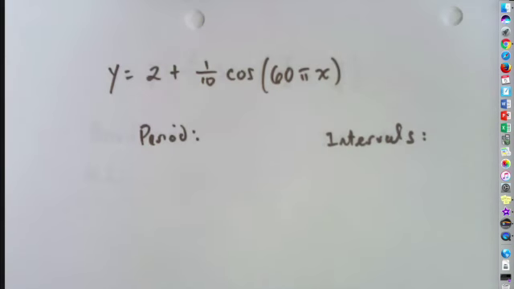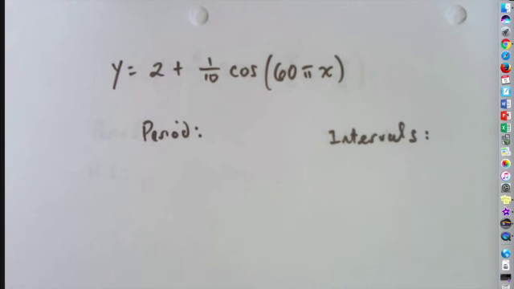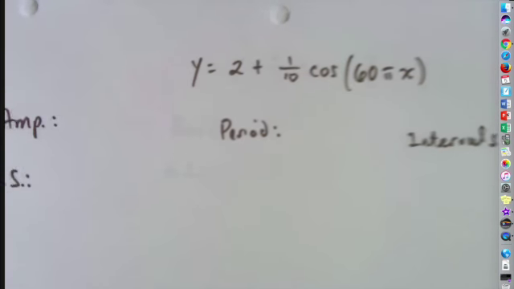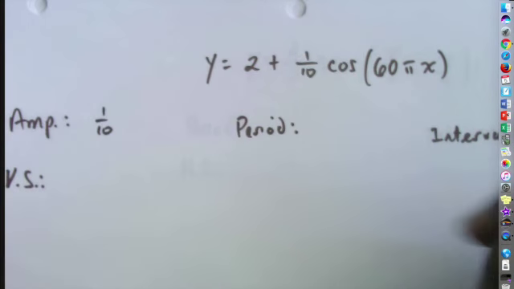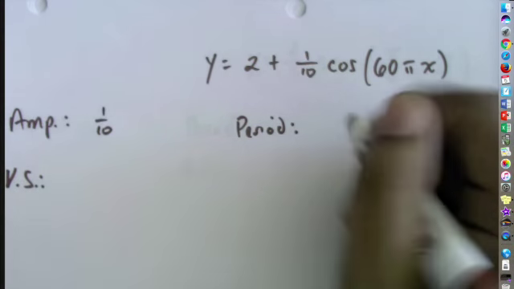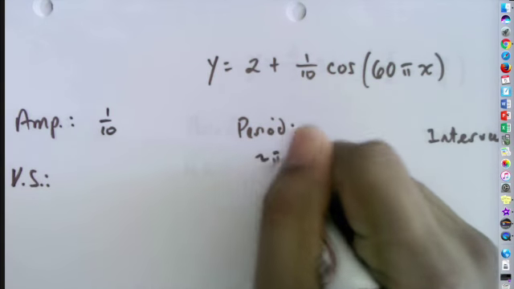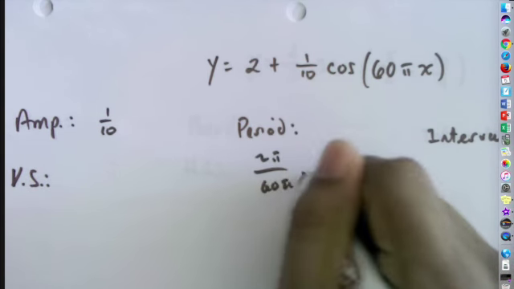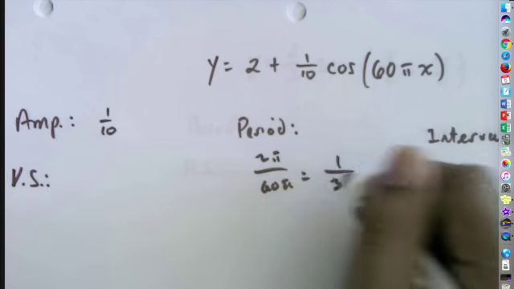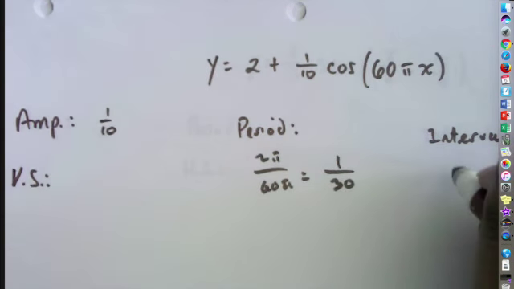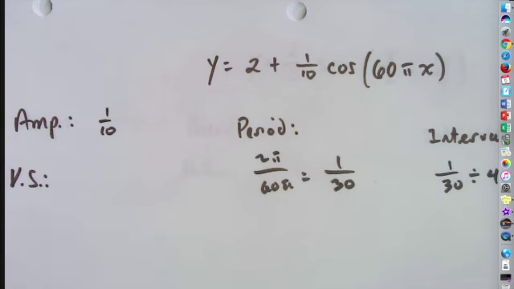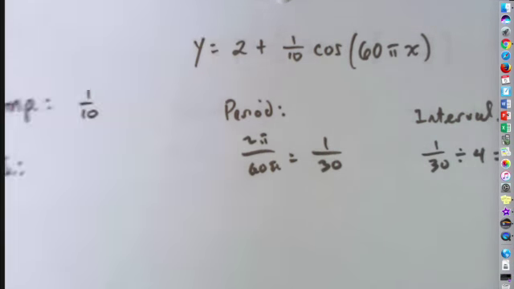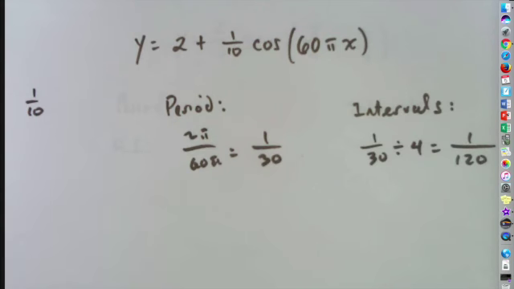Y equals 2 plus 1/10 cosine of 60 pi x. As always, let's start out with the amplitude. Amplitude is going to be 1/10. The period is going to be 2 pi divided by the b value, which is 60 pi, which is going to be 1 over 30, an interesting period. And then the interval for that is going to be 1 over 30 divided by 4. I'm going to leave that math to you. We're going to go over 1/120th. We're going to go over a very small fraction of the time this time.